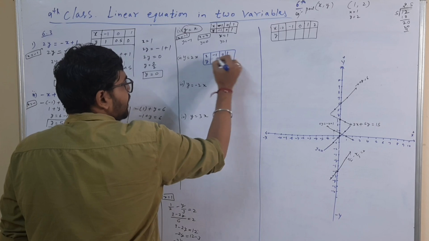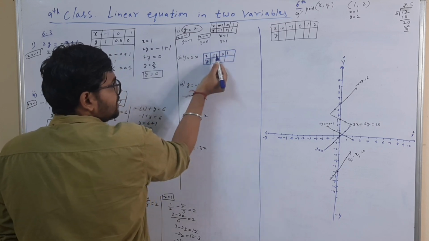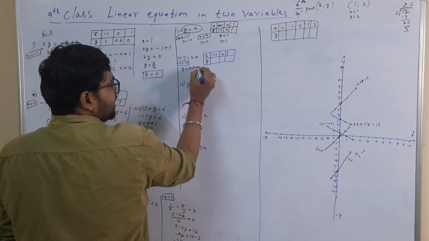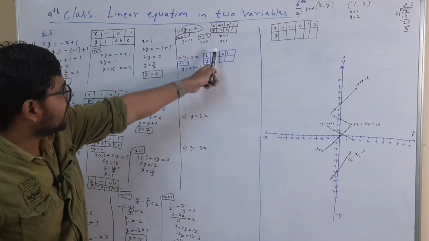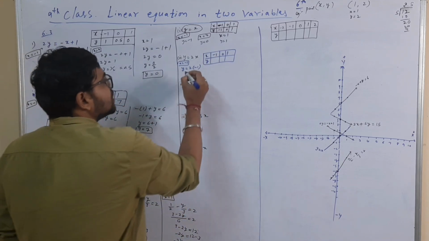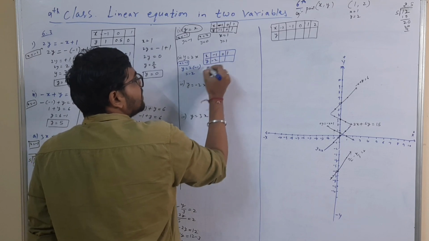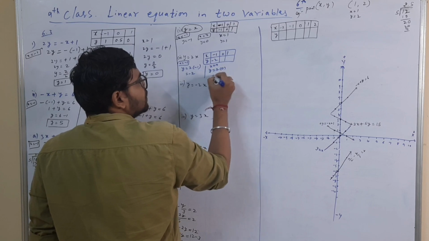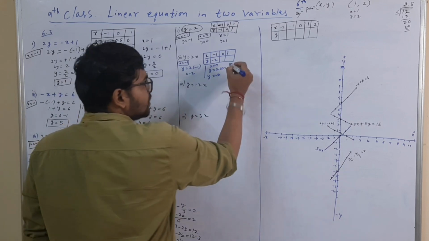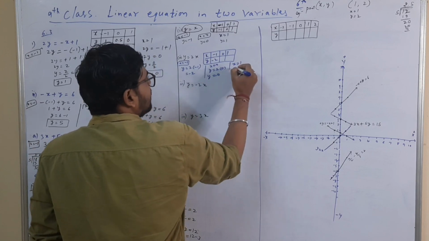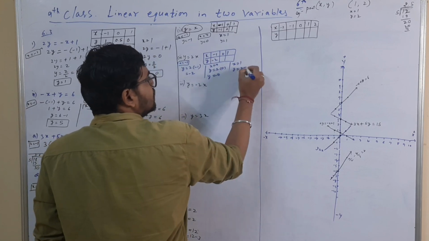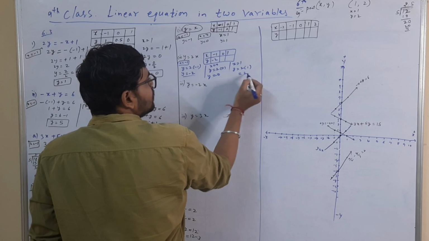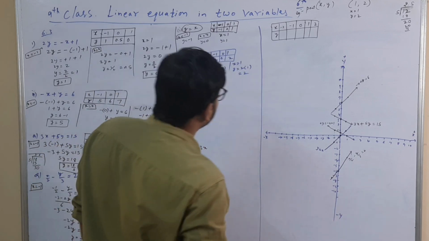Let's see what we'll get for the y values. Whenever x is equal to -1, we are substituting here, so y is equal to 2 into -1. I'm substituting this value wherever x is there, so we get -2. I'm writing this -2 here. Now x equal to 0, so what y value do we get? y is equal to 2 into 0, so y is equal to 0. Now x equal to 1, when I'm substituting here, y is equal to 2 into 1, so 2. So we get y is equal to -2, 0, 2. Okay, so these are the values.